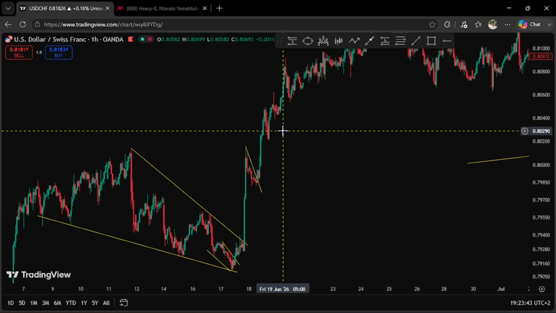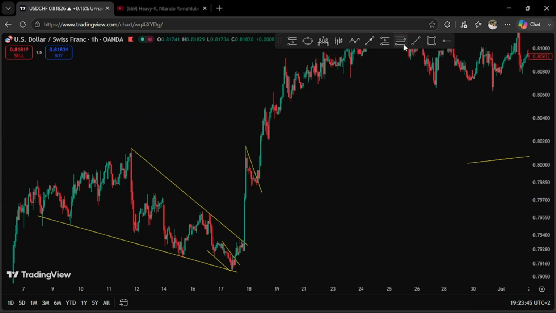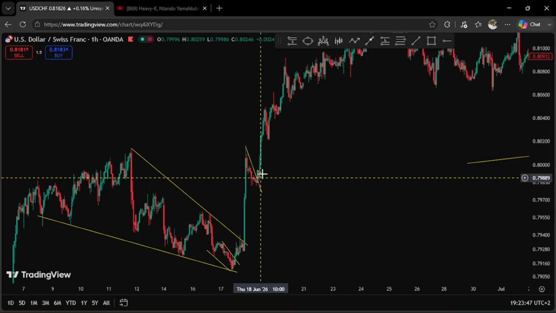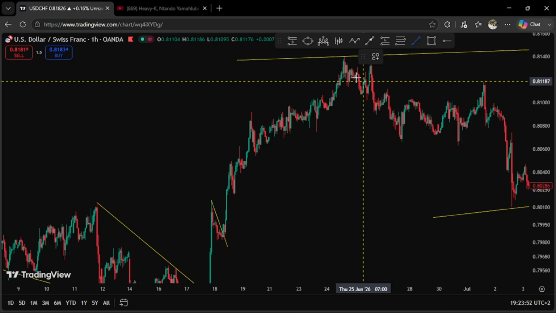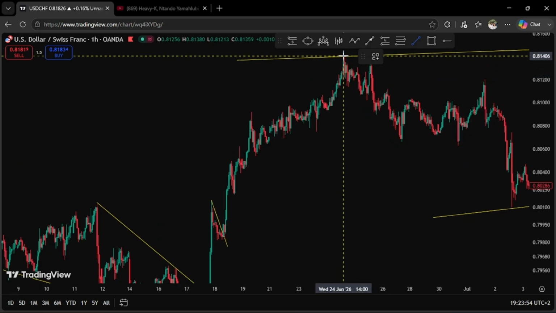Oh, it gave you a correction here. So this could have been your second entry. This could have been your second entry here. And then you entered, and then you go in. But now the market, like I say, with the Falcon FX strategy, the market will always give you signs.